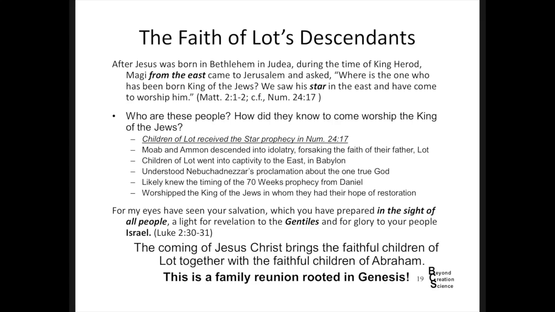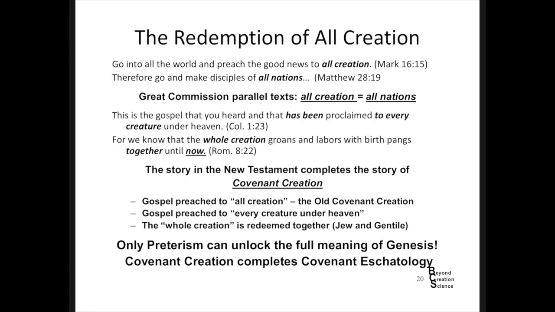In fact, I would go so far to say that covenant creation is the only option that makes sense out of the New Testament. Consider these passages, and they're parallel passages. In Mark, we have the Great Commission: go into all the world and preach the good news to all creation. And then in Matthew, we have: therefore go and make disciples of all nations. Place those parallel texts right next to each other. What do you have? You have all creation is all nations. And people say, well, how do you get people out of the creation account? That's what Jesus says. All creation is all the nations.